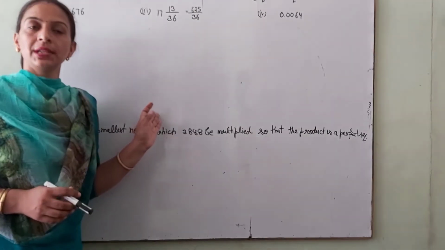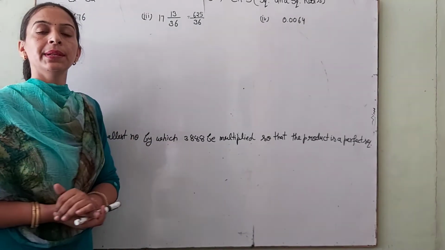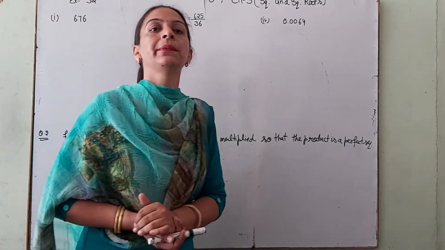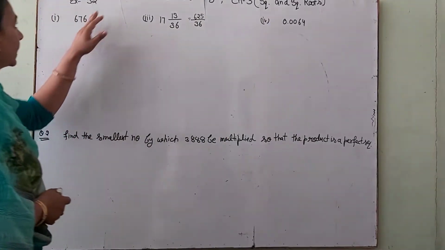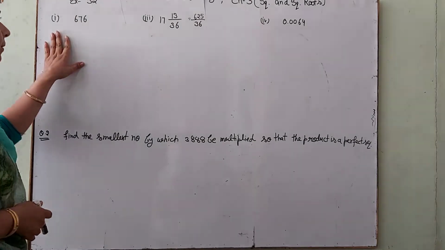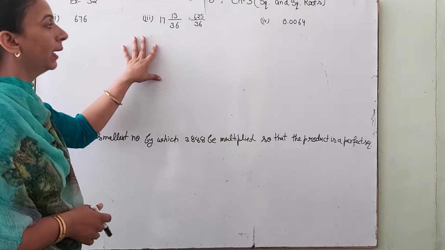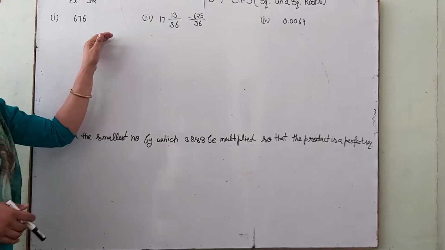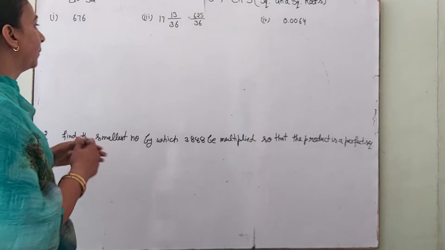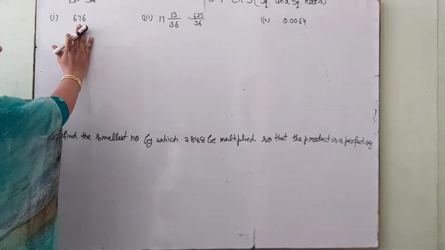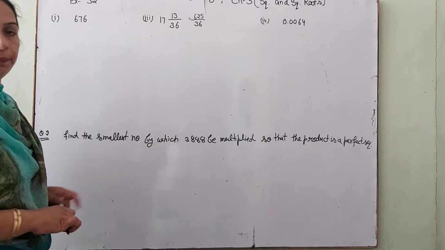These are some questions from exercise 3.2, because in our syllabus we have exercises 3.2, 3.3 and 3.10. In exercise 3.2, the first question has three parts: first, third and fourth. By the prime factorization method we find the square root of the first one, 676.